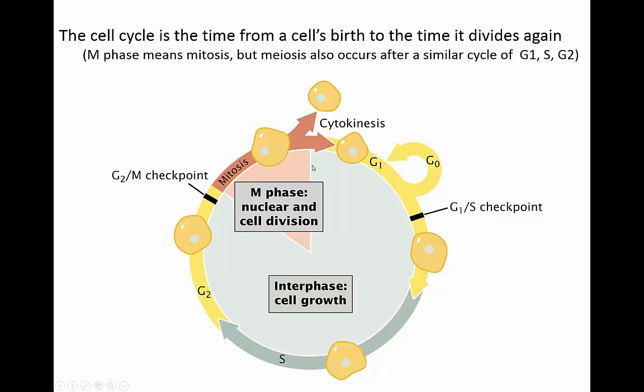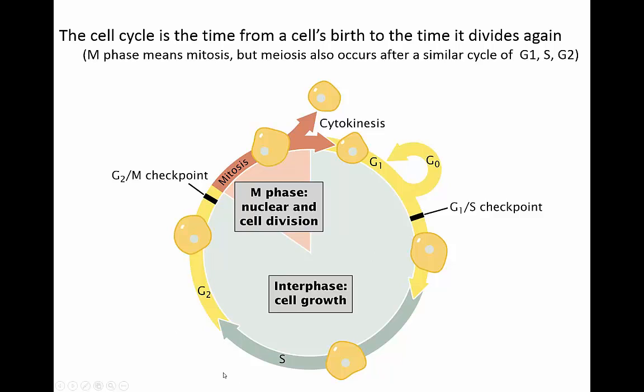When a cell is first born, it will enter into G1 phase. G stands for gap phase, and during G1 phase, the cell undergoes significant growth. Sometimes a cell will decide to withdraw from future cell divisions, and if this happens, it will actually enter into this alternative pathway called G0. After G1, it enters into S phase. S phase is when the DNA is replicated, and we will talk about the process of DNA replication in quite a bit more detail later in the course.